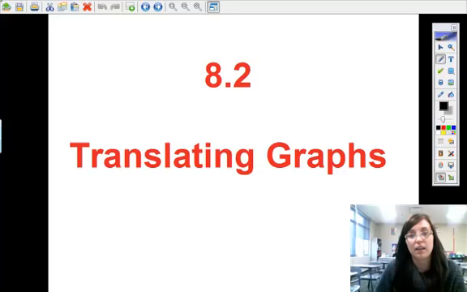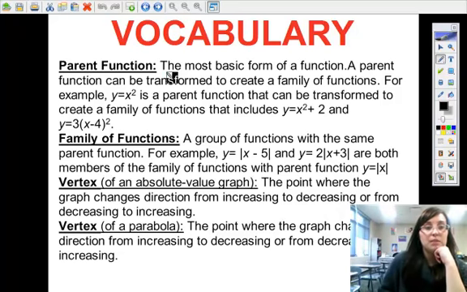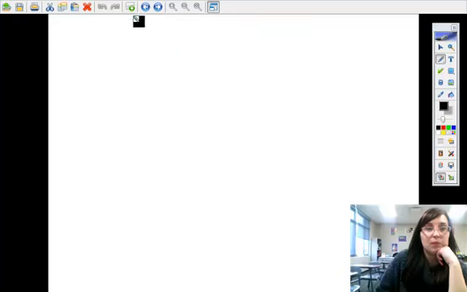8.2 is about translating graphs. Okay, so the basic vocabulary here has mostly to do with types of functions when you're translating. And so basically, we'll come back to this vocabulary sheet in a second. Let me just show you some examples.